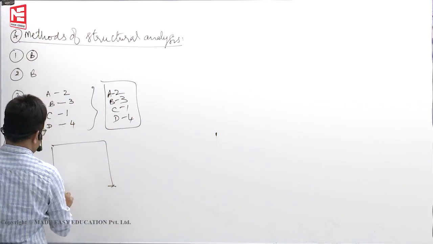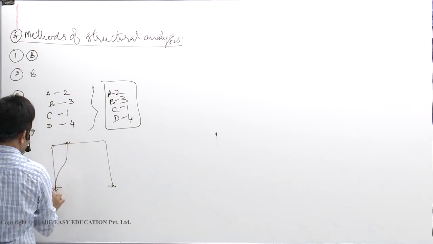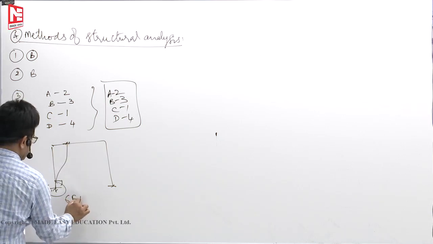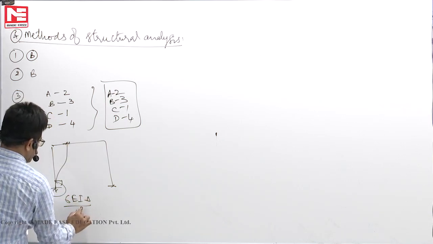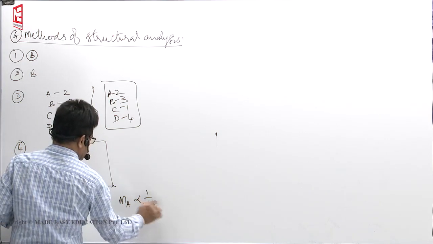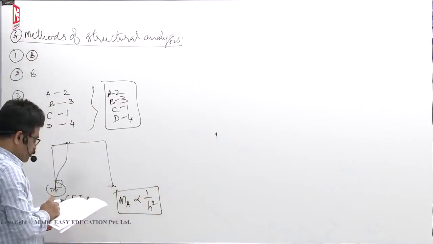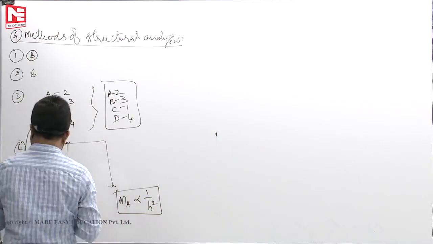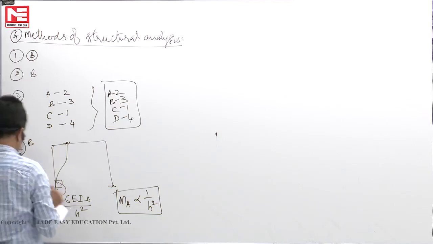Like this is there. So if it sways to the top, we know it is 6EI delta by h square. So your moment MA is proportional to 1 by h square. Base moments are proportional to 1 by h square. So fourth one is B.